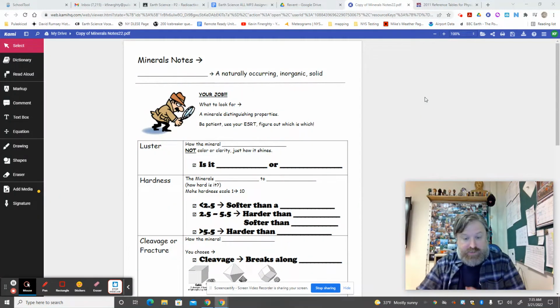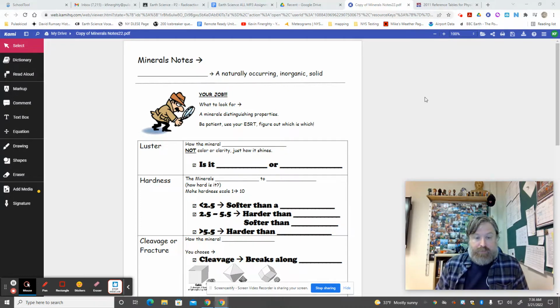So this is the beginning of the new unit. It's going to be fast. It's going to be 5 labs: minerals, igneous, sedimentary, metamorphic, and rock cycle. And it's going to be notes lab, notes lab, notes lab. So we're going to go pretty fast through all of this, but do what we can to make it easiest.